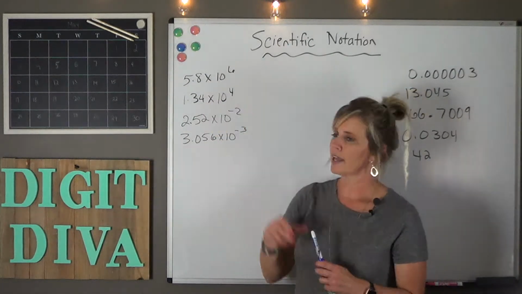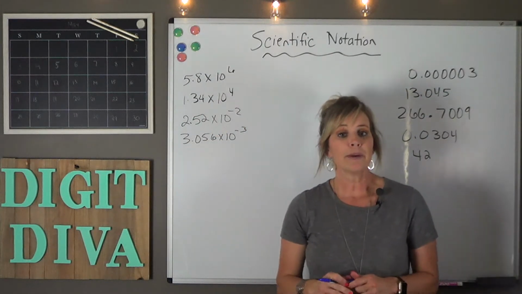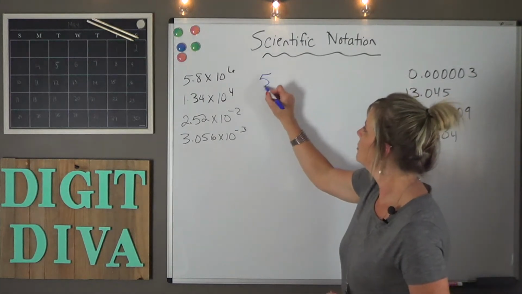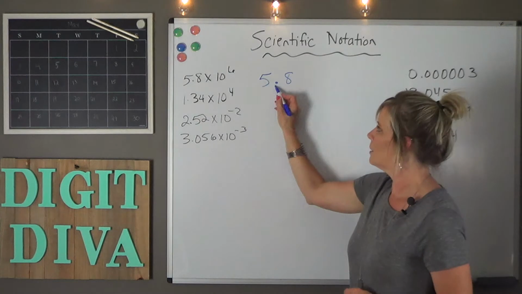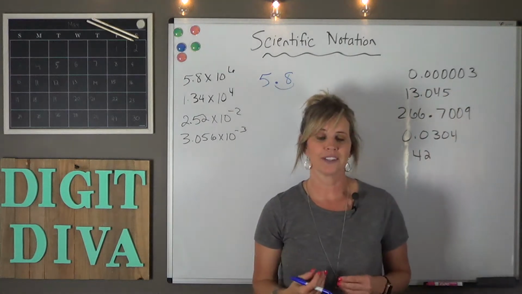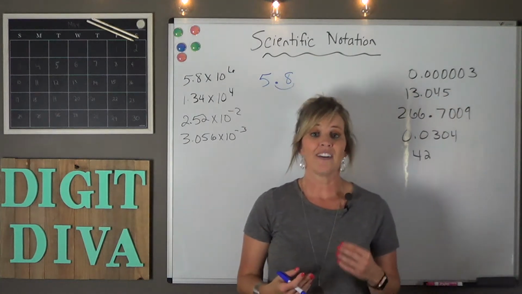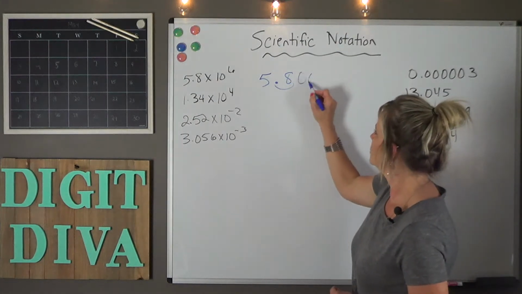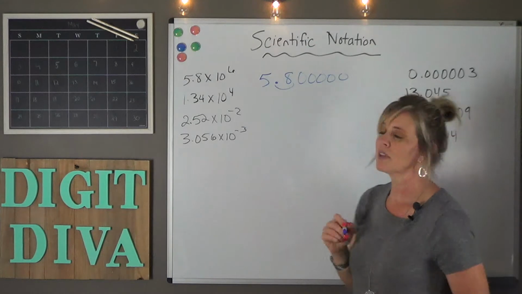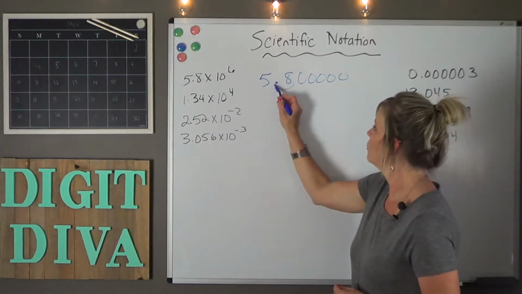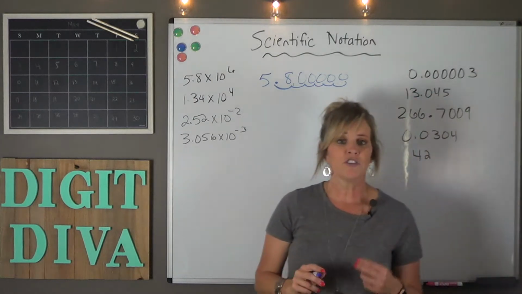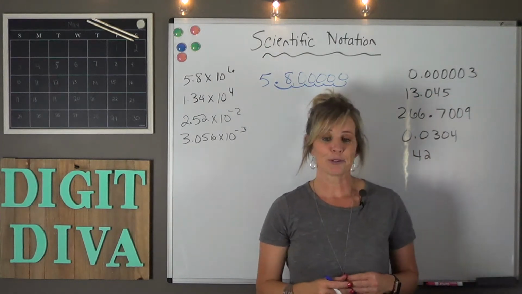We have 5.8 times 10 to the 6th. That means I need to move my decimal point 6 places to the right. But look at what happens. When I move once, I'm out of numbers. That means I would have to add 5 zeros. 1 plus 5 is 6. So 1, 2, 3, 4, 5. I'm going to double check myself. Once, twice, 3 times, 4 times, 5 times, 6. So I moved my decimal point 6 times to the right.